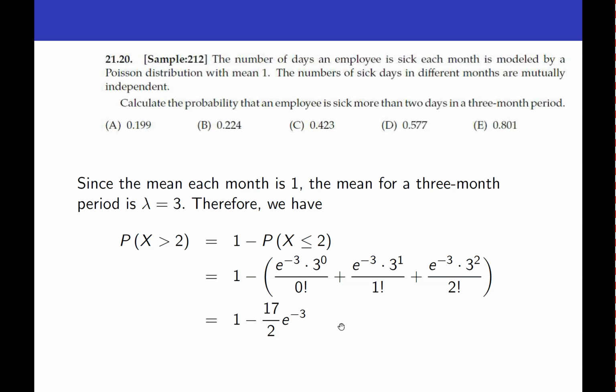The answer, of course, in the multiple choice is given to you in decimals. If you do the decimals, it's about 0.577. So hopefully this video will give you a little bit better idea of how you should attack Poisson distribution problems.